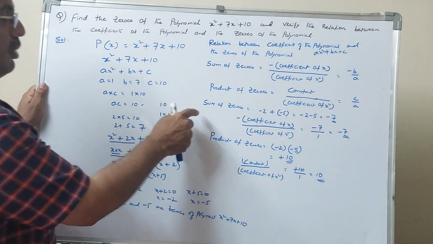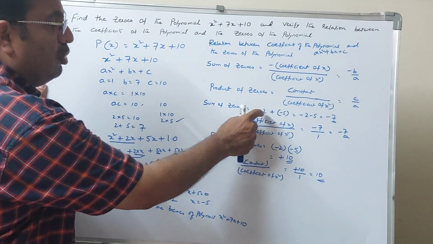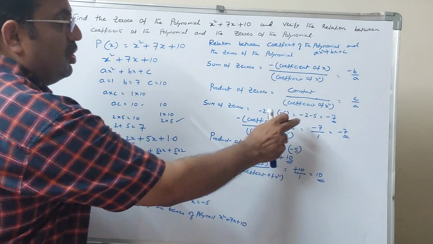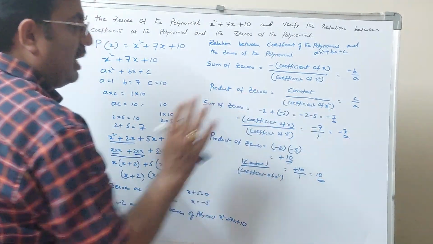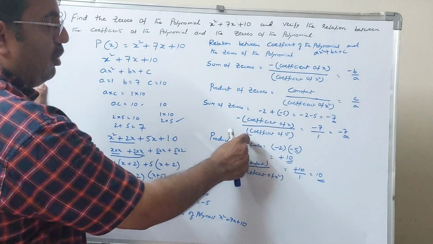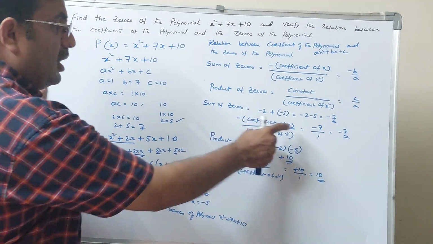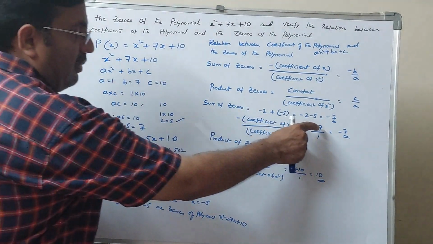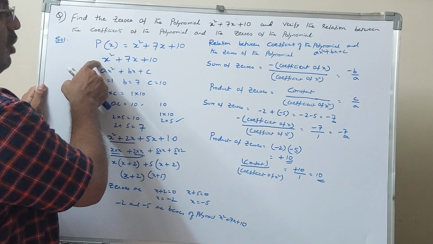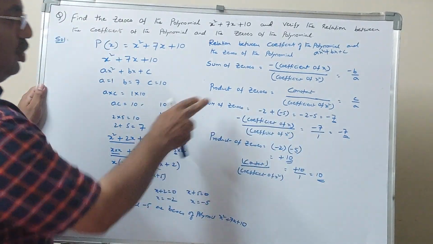a. So you see here sum of the zeros is equal to minus 2 plus of minus 5 is equal to minus 2 minus 5 is equal to minus 7. So minus coefficient of x by coefficient of x square is equal to minus coefficient of x means 7 by coefficient of x square is 1. So minus 7. So these two are equal.